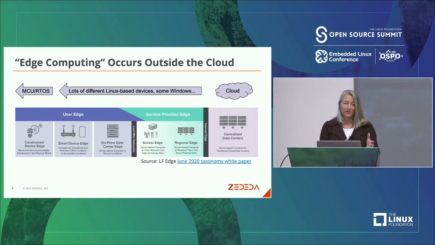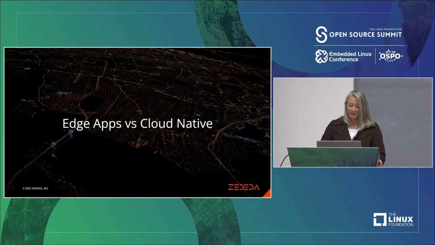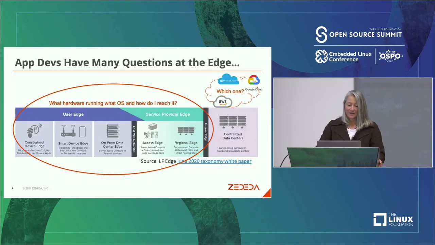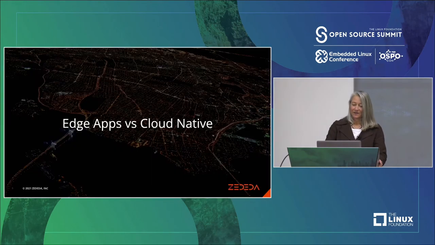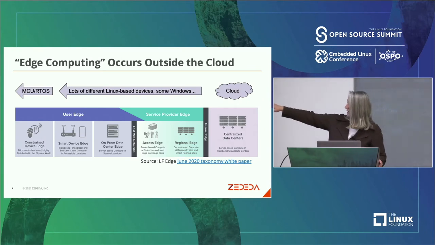So the user edge has three tiers here. The lowest tier is the constrained device edge; don't talk to me about that. Jonathan's in the back, he's working on that constrained edge side of IoT. Whereas EVE-OS fits on Linux servers, PCs, gateways, ARM, or x86. So the sweet spot is basically the smart device edge and the on-premise container edge. And this is from a taxonomy white paper.